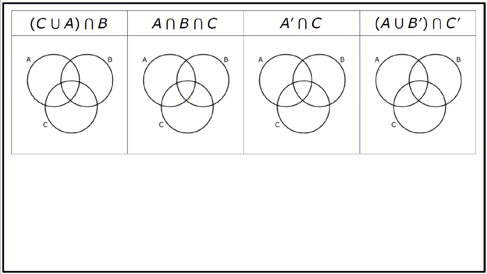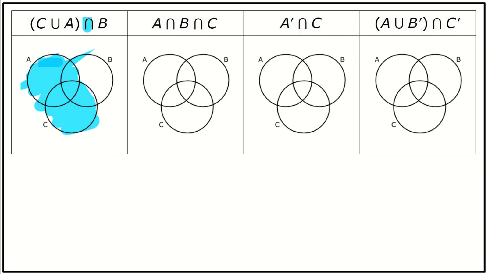Now we're starting to get a bit tricky. Okay, so brackets, like BEDMAS rule, do the brackets first. C union A, so the union of C and A. So the union of C and A means anything in C or anything in A. So I'm going to colour in anything in A and anything in C. So that's all of that. And I want to know, where does that area intersect? So that's what our intersection is.